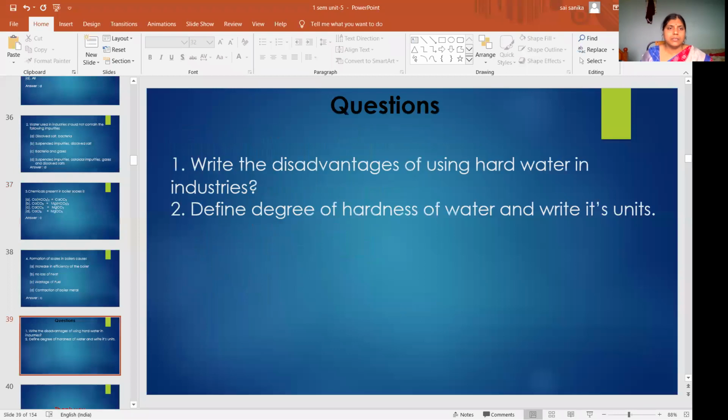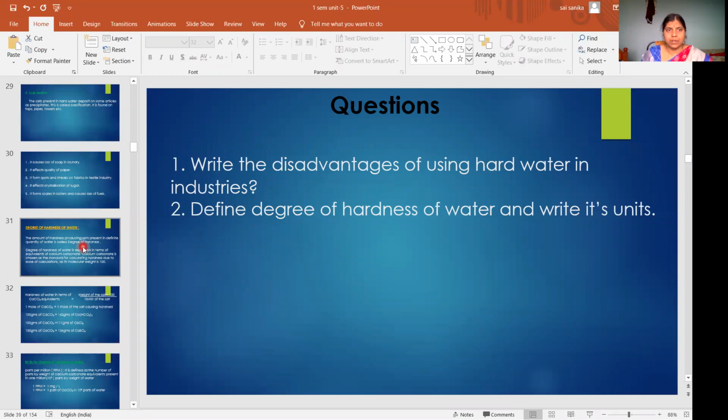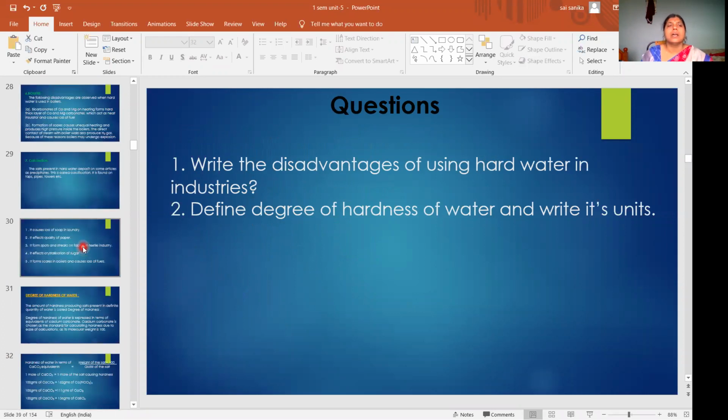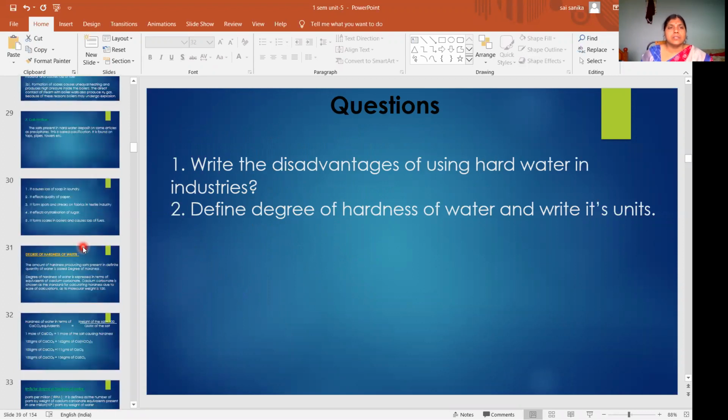Like this, you will get this type of questions. These two are very important. Degree of hardness of water is the maximum repeated question, and disadvantages is important for 3 marks, 1 mark and 5 marks. So with this we finish disadvantages of using hard water in industries and degree of hardness of water.